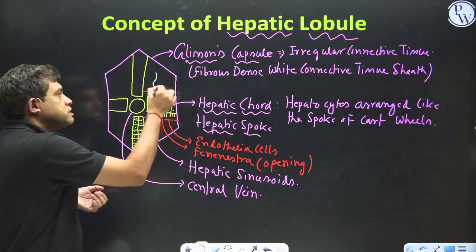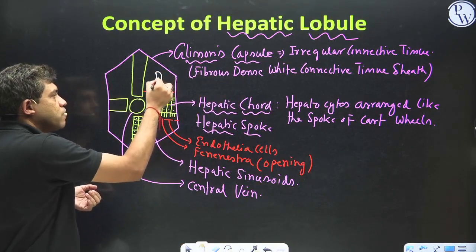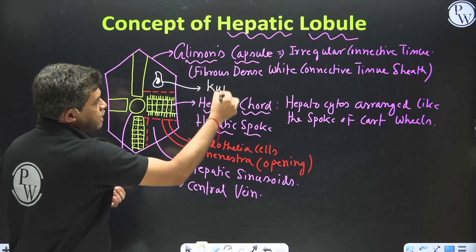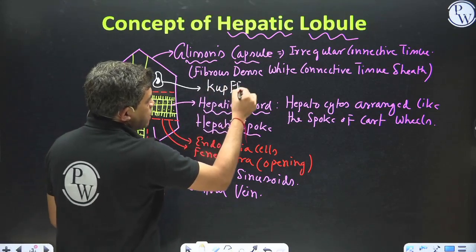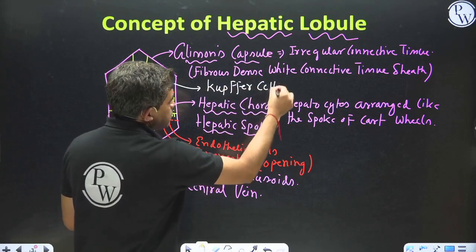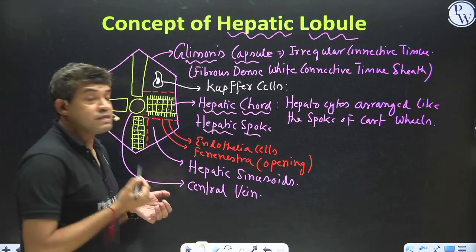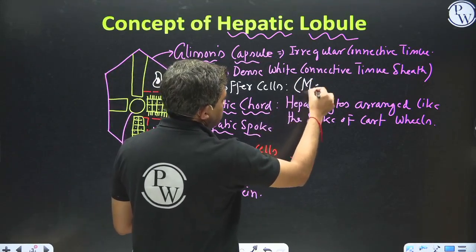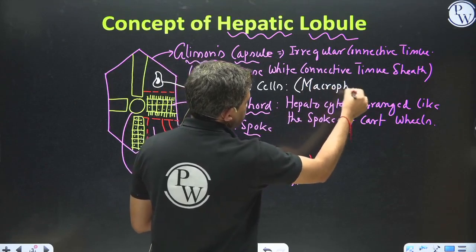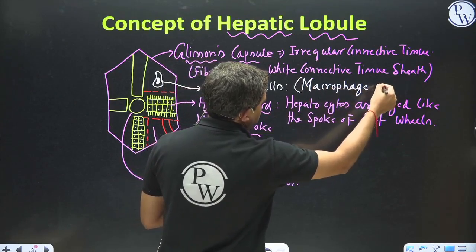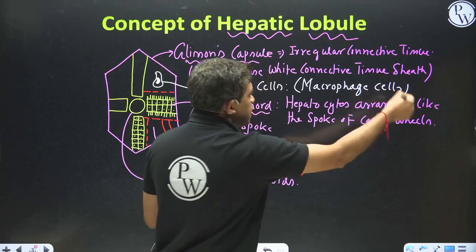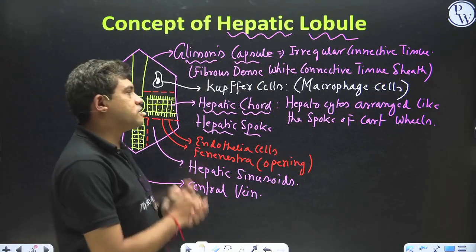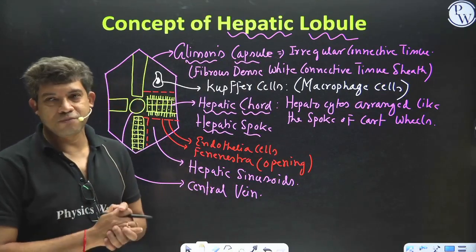This sinusoid is associated with a macrophage cell, and this macrophage cell is termed a Kupffer cell, K-U-P-F-F-E-R, Kupffer cells. So what are these kinds of cells? These are Kupffer cells, a type of modified macrophage. Understand? All types of macrophages originate from what is termed monocytes. These are modified monocytes.